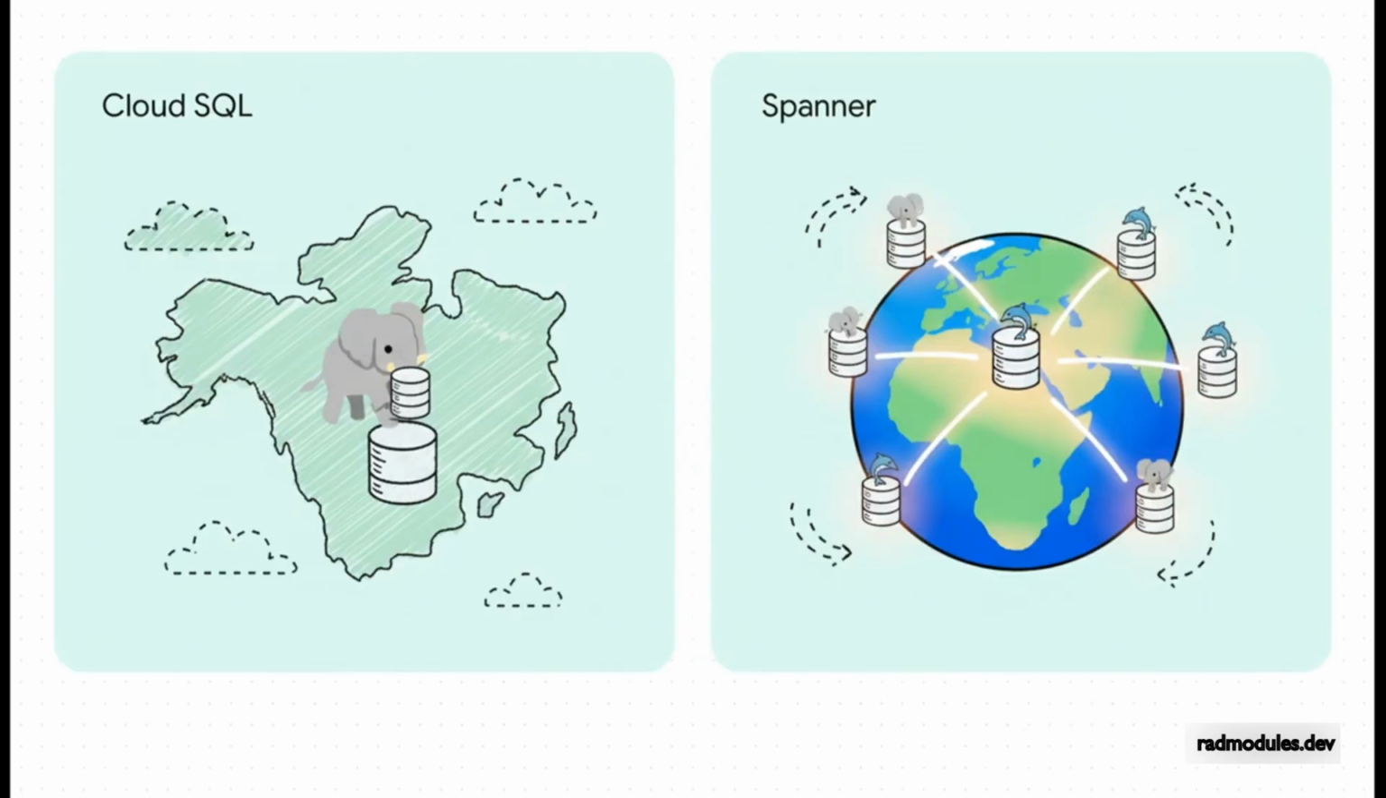Now for your relational data. You've got to know the difference between Cloud SQL and Spanner. Cloud SQL is your go-to managed workhorse for typical web apps that need MySQL or PostgreSQL in a single region. But the moment an exam question mentions things like global scale, massive transactions, and strong consistency across the entire planet, your answer is Spanner, every single time.